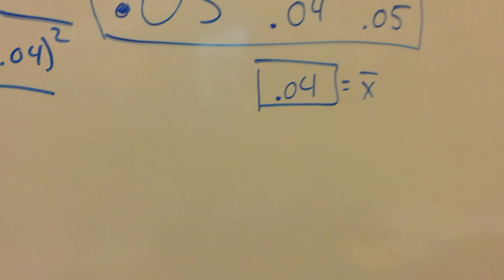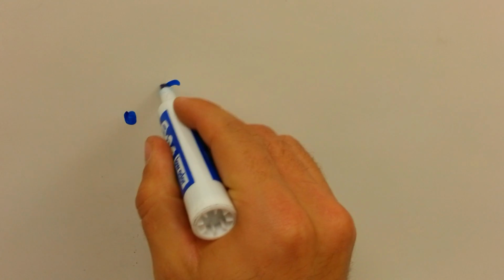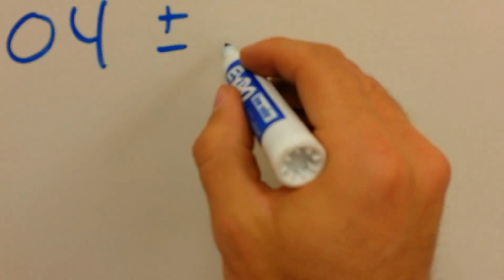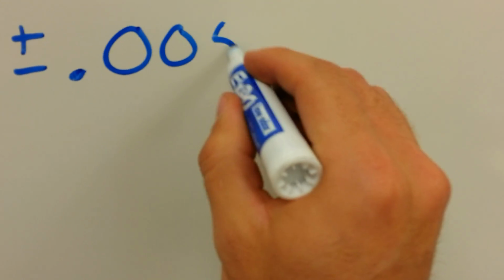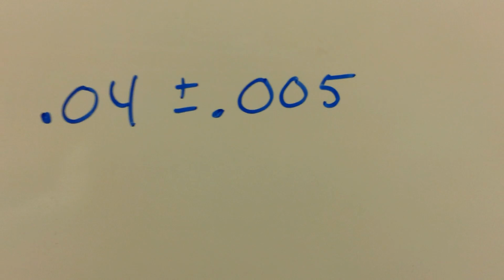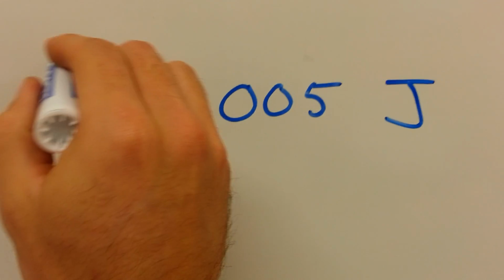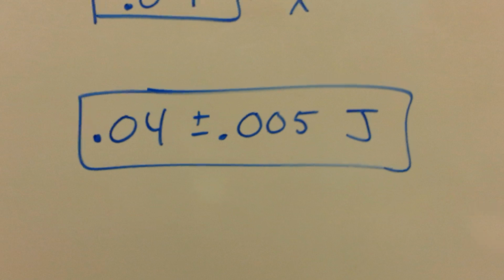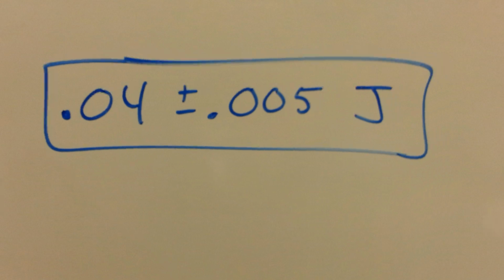So for your final answer, it's going to be the mean, which in this case is 0.04, then plus or minus whatever standard deviation you got. I didn't calculate this out, but let's just say the standard deviation comes out to be 0.005. That's all you have to do. 0.04 plus or minus 0.005 joules for the thermal energy. That is your total thermal energy for your entire group, and everyone in your group should end up with the same value.